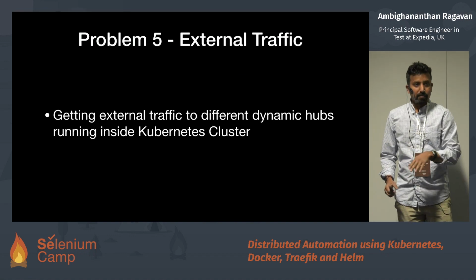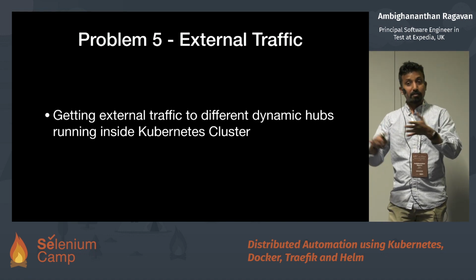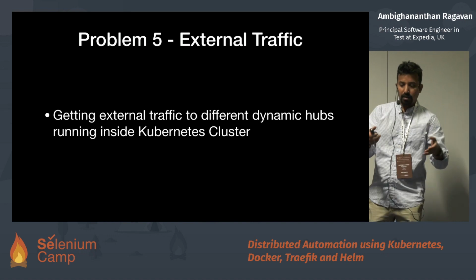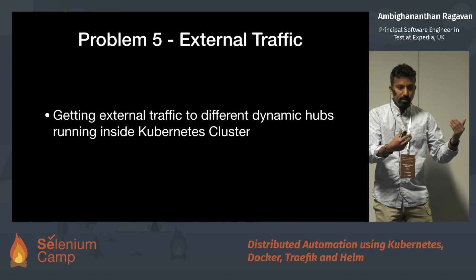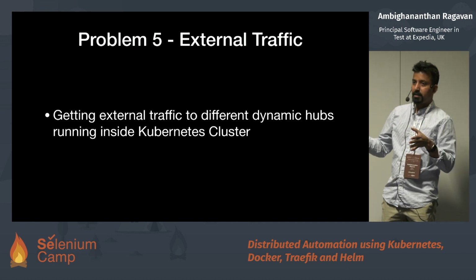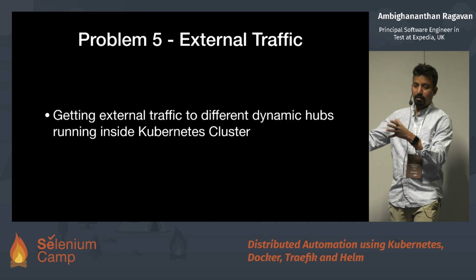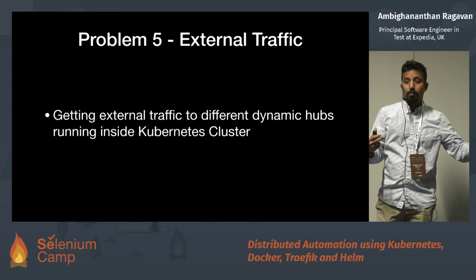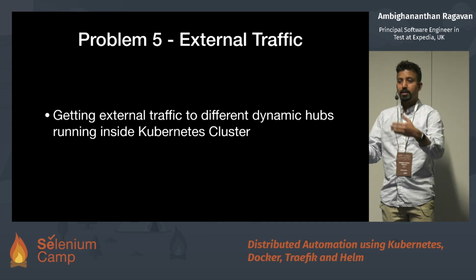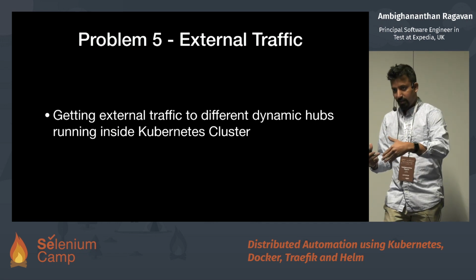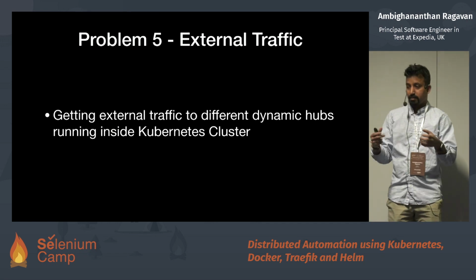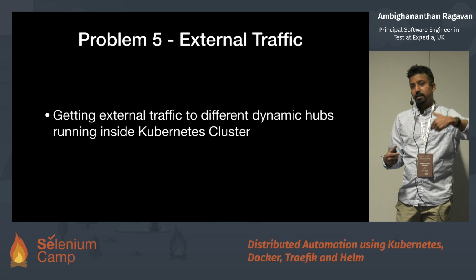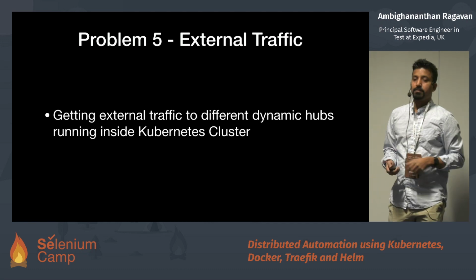Problem 5 is external traffic. As you can figure out from the topic we are going to discuss, Kubernetes. The first 4 problems can be solved using Kubernetes, Helm, and Docker. But that gives us another challenge: when you run your Selenium Grid in a Kubernetes cluster, by default you can't allow external traffic inside the cluster. So you need some way to allow external traffic and also have a kind of routing mechanism, because you might be running like 50 hubs. And how do you make sure that when someone's hitting your hub, it goes to the right place? That's the 5th problem.